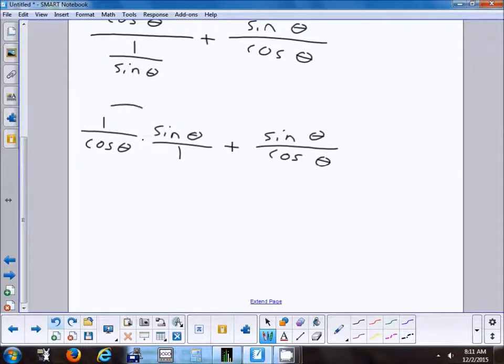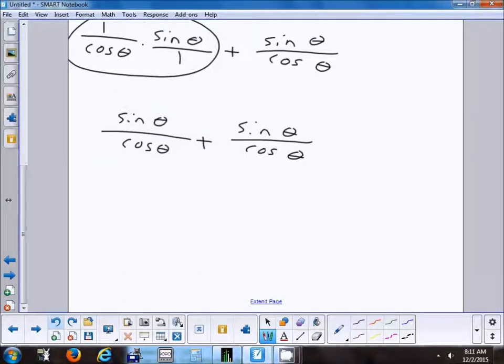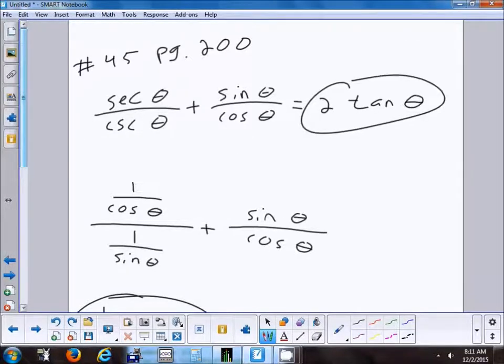Okay, next I'm going to multiply together right here. So I have 1 times sine in the top. I get cosine times 1 in the bottom. And then I still have the other sine theta over cosine theta. And now, again, using our quotient identities, sine over cosine is tangent. Another sine over cosine is another tangent. And when I add them up, I get 2 tangent theta, which is exactly what we were supposed to get.